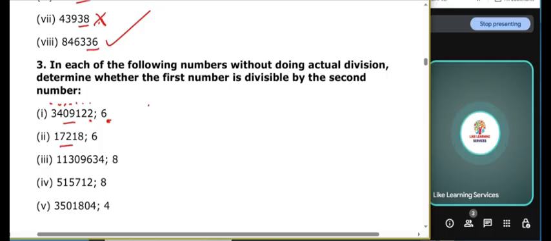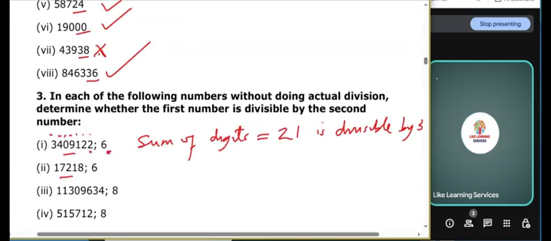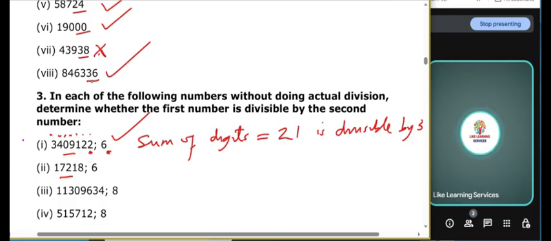21 is divisible by 3, and this number, the last digit, is even. So what I'm saying is the sum of digits, which is 21, is divisible by 3. You know what I mean? It's divisible by 3, and the number itself is even, so it is divisible by 6. Do you agree with me? Let's look at the second one. Do you agree with me?